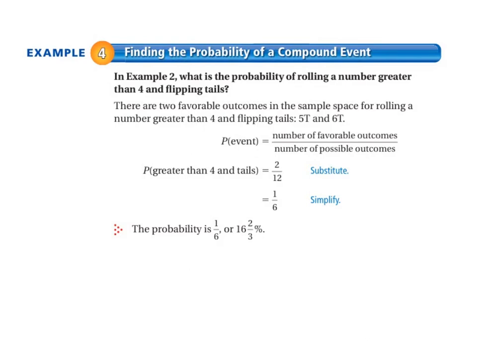So in example 2, if we were to slide our slides back, what is the probability of rolling a number greater than 4 and flipping tails? So it says there are 2 favorable outcomes in the sample space for rolling a number greater than 4 and flipping tails. So there's 5 tails and 6 tails. So that's 2 favorable outcomes, and we already figured out that the number of possible outcomes was 12. So the probability of rolling greater than 4 and flipping tails is 2 out of 12, which when we simplify is 1/6. So the probability is 1/6, or 16 2/3%.